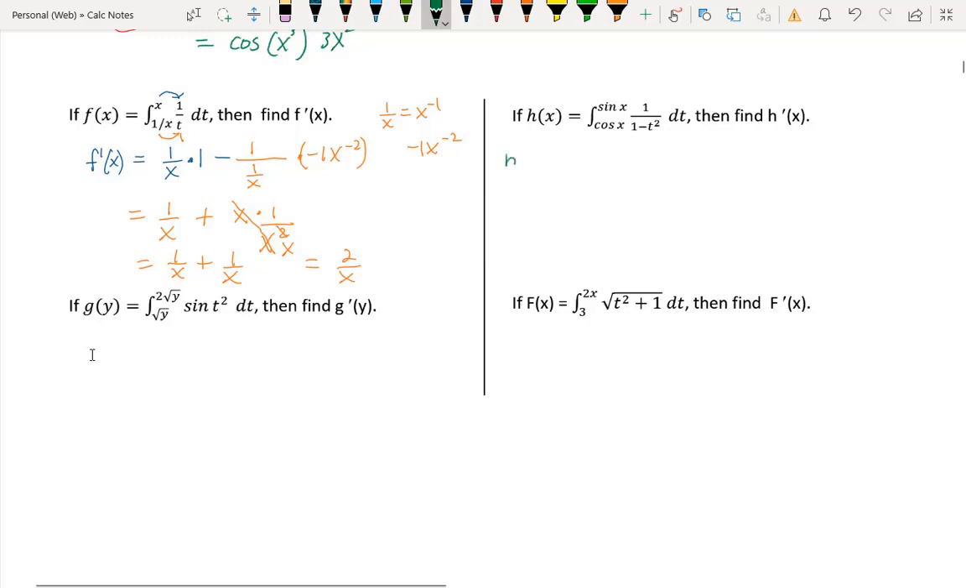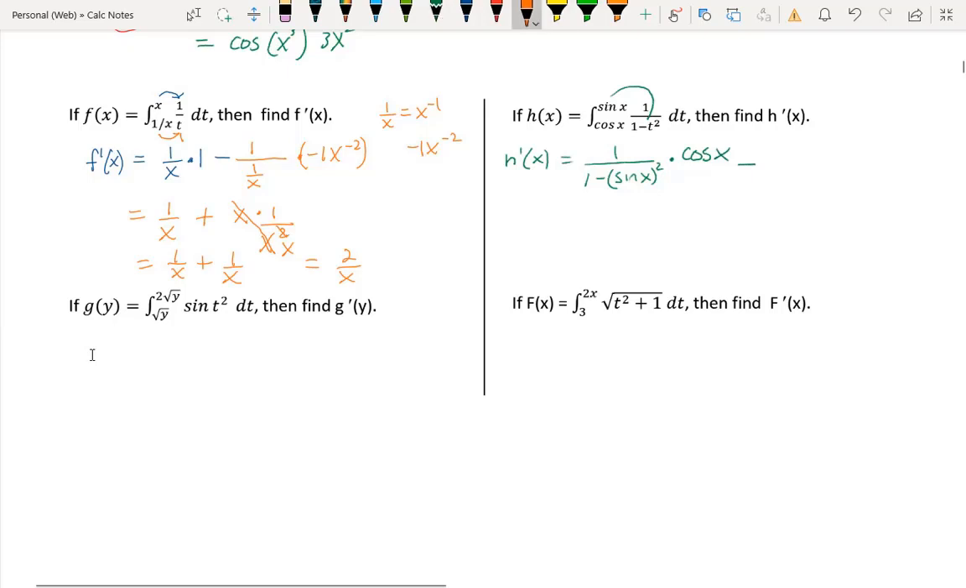Alright, so h prime of x. The first thing I'm going to do is plug in sine x for t, right there. So this is going to equal 1 over 1 minus sine of x, and you could write sine squared of x, or sine of x squared, times the derivative of sine. Remember, the second part of the fundamental theorem says now take the derivative of the upper limit. Well, the derivative of sine is cosine x. Alright, you're going to subtract.